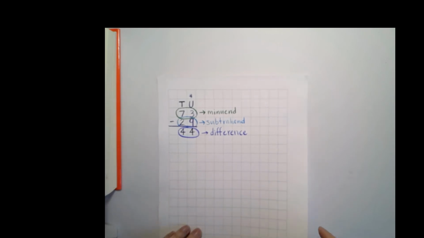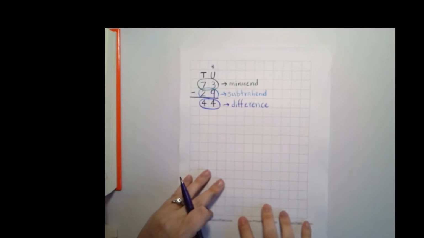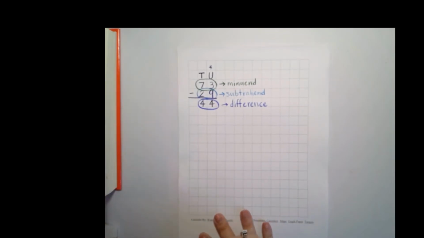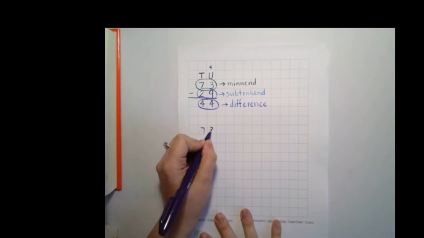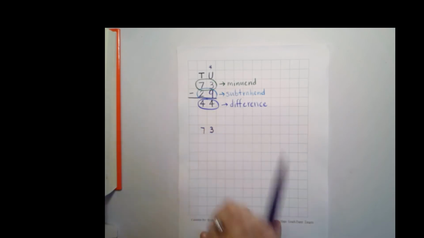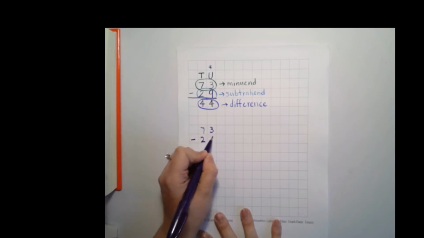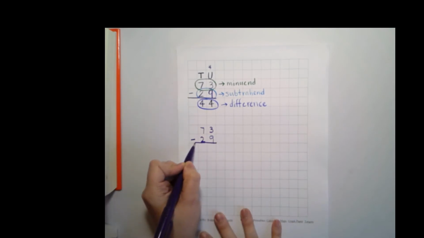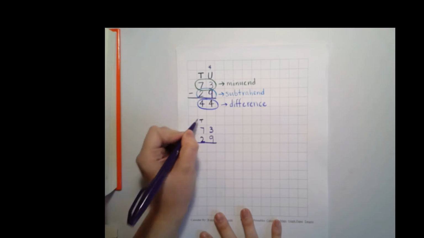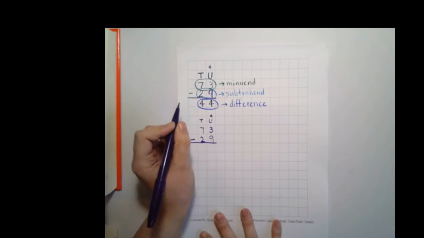So now let's take a look at how this answer was arrived at. I'm going to rewrite my problem. It's going to be the same problem, and you're welcome to do this along with me if you would like. So we're going to start with 73, our minuend, and we're going to take away 29. That is our subtrahend. I'm going to mark my tens and my unit, and I'm going to put a star over my unit so that I remember this is where I start.